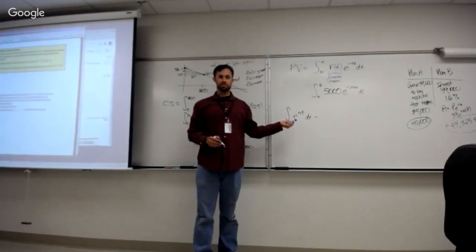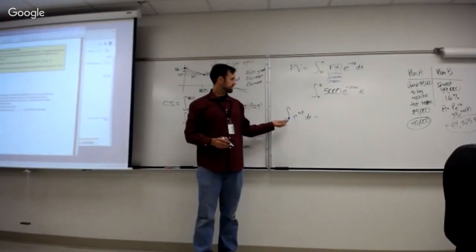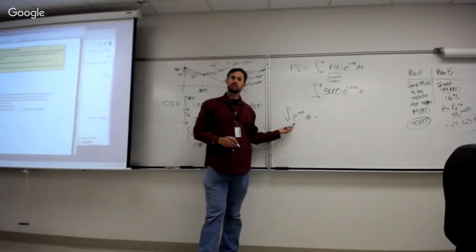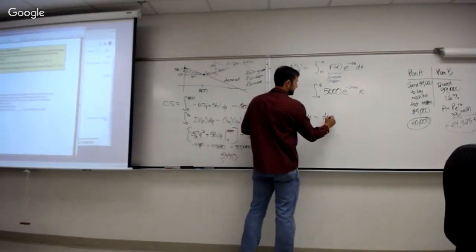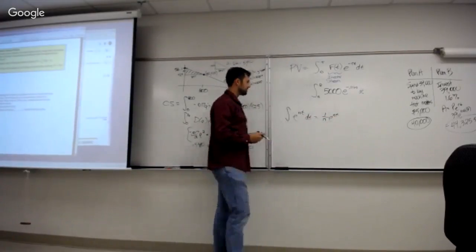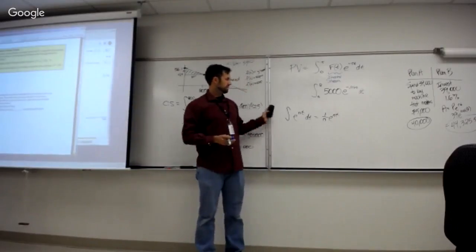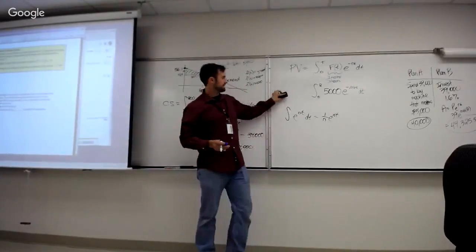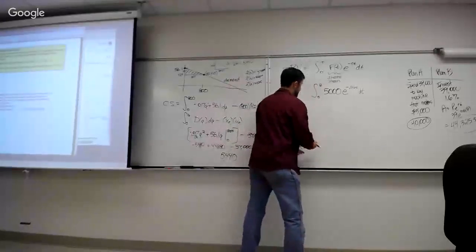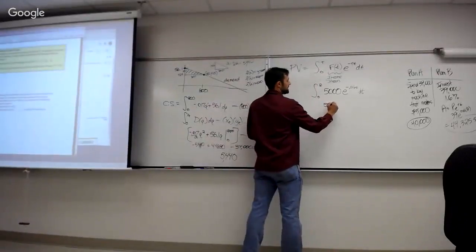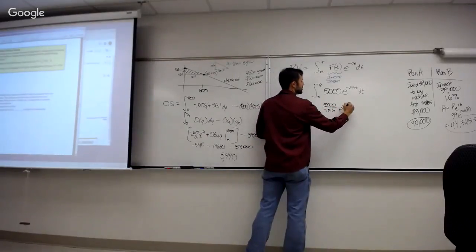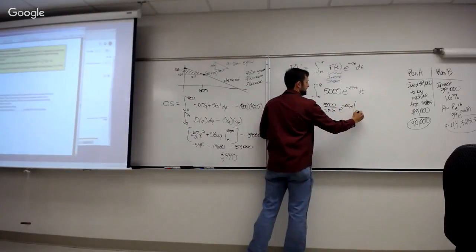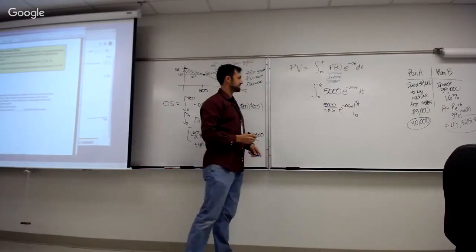Y'all have it written down on the formula sheet somewhere? The integral of e to the nt? Oh, 1 over n. Yeah, 1 over n e to the nt. So that's the integral of e to the nt. So now let's go ahead and do this one. My integral, therefore, would be 5,000 divided by negative 0.016 e to the negative 0.016 t. And we're going to integrate that, or evaluate it, from 0 to 8.